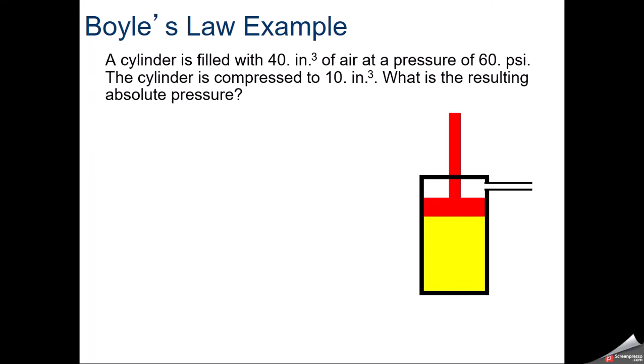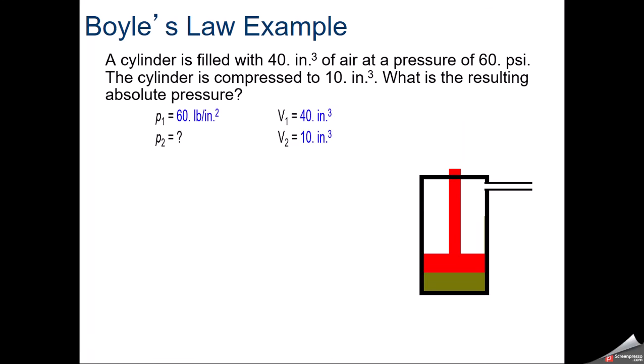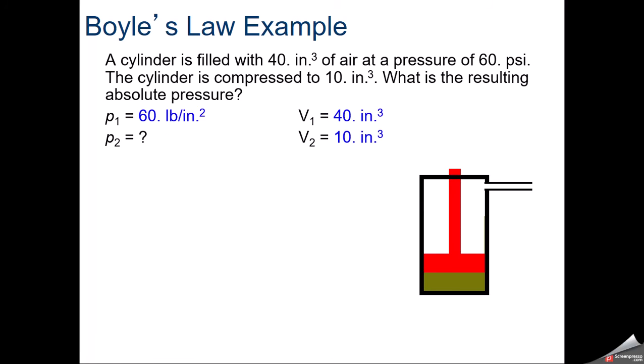So the example: a cylinder filled with 40 cubic inches of air at 60 psi, compressed to 10 cubic inches. What's the resulting absolute pressure? There's the model of it, squeezing that down. Plug in or write down everything you know, just like the beginning of the year. Write down what you know to figure out what you don't know. Use the formula from the previous slide.